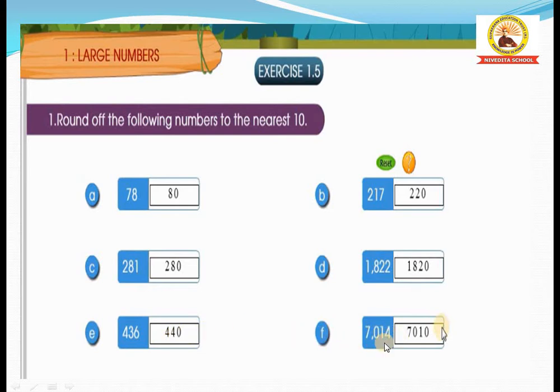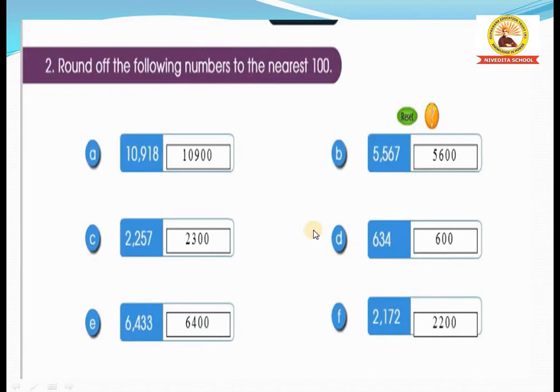7014. 14 is nearest to 10 or 20? Yes, it is nearest to 10. So we will write 7010. So the rest are homework for you. Next, you have to write in the textbook as well as in your notes the exercise.